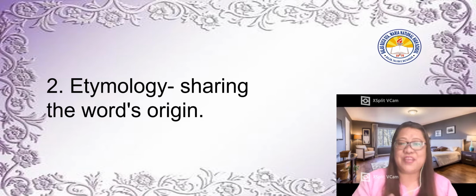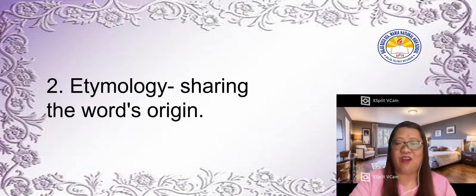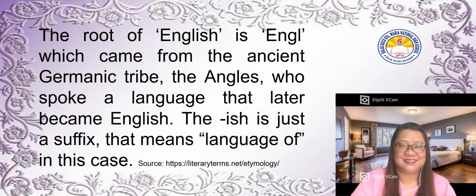Second is etymology. This can be done by sharing the word's origin. Let us say, for example, the root of English is Angle, which came from the ancient Germanic tribe, the Angles, who spoke a language that later became English. The ISH is just a suffix that means language of in this case.